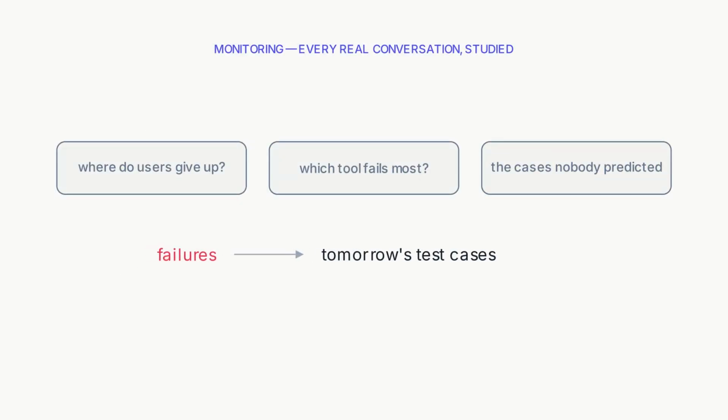And once the agent is live, monitoring takes over. Every real conversation is logged and studied. Where do users give up? Which tool fails most? What did the agent do in the weird cases nobody predicted? The failures found there become tomorrow's test cases. The missing capabilities become next month's tools.